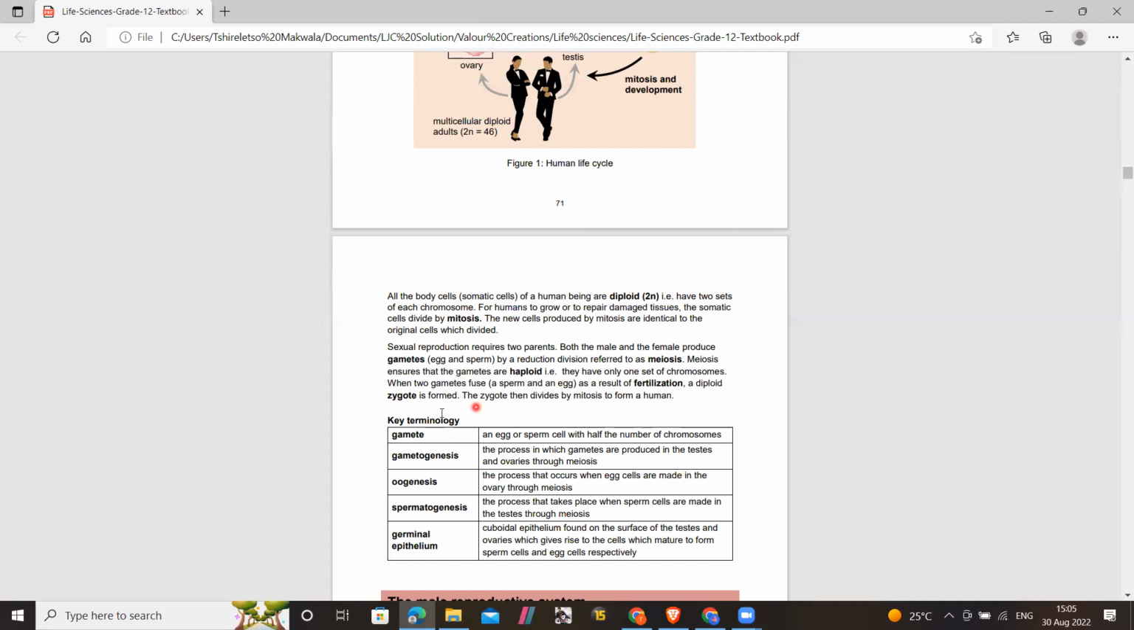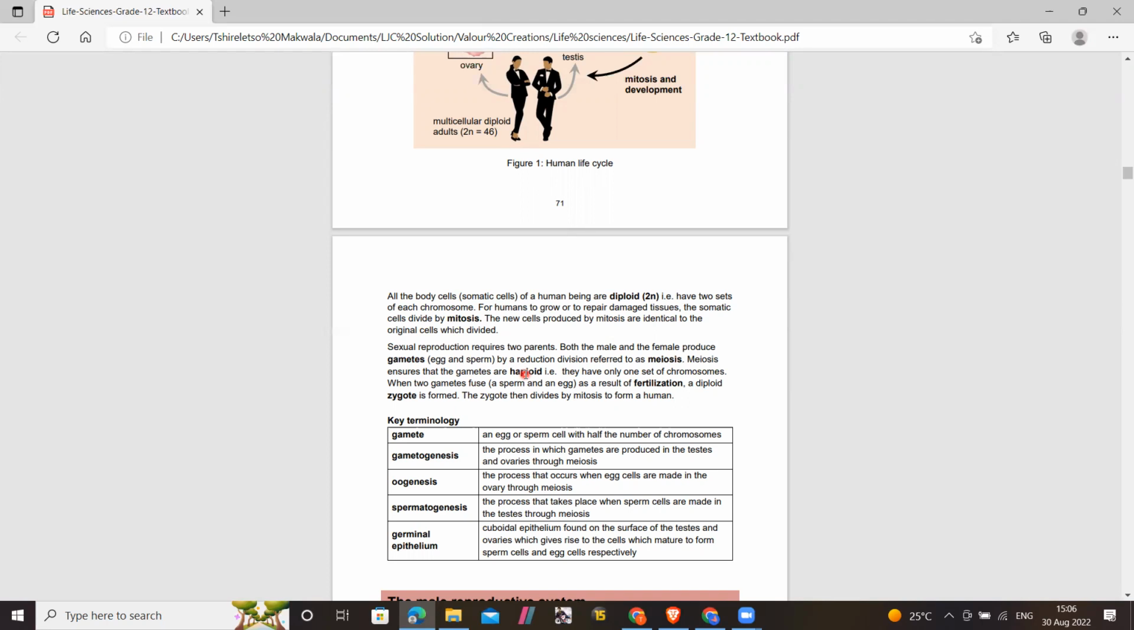And the reason why this haploid cell has half the number of chromosomes than the diploid cell, the body cell, is because during fertilization, these two gametes join, right? Gametes are just sex cells, right? A sperm is a sex cell and an egg is a sex cell. So when they join, they fuse, they become a zygote via a process called fertilization, right?